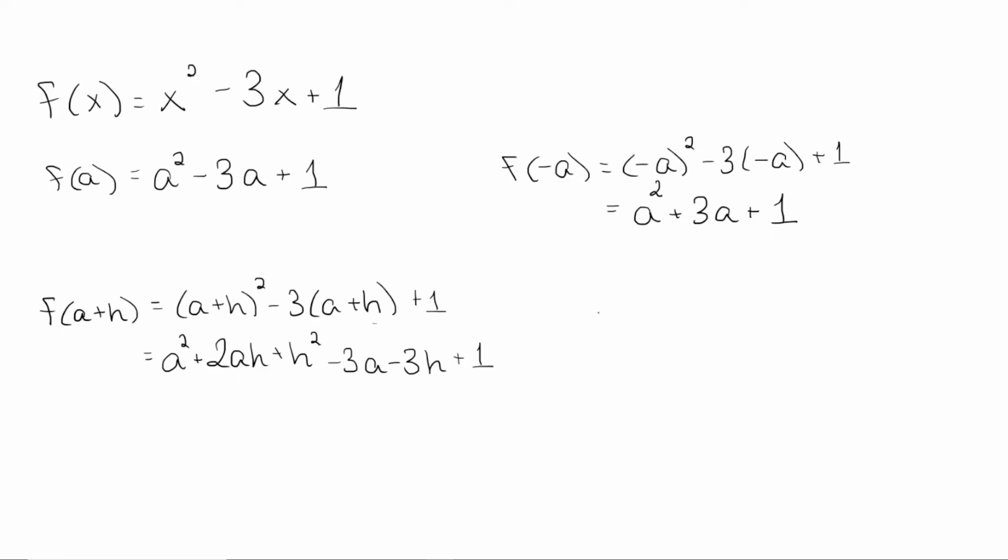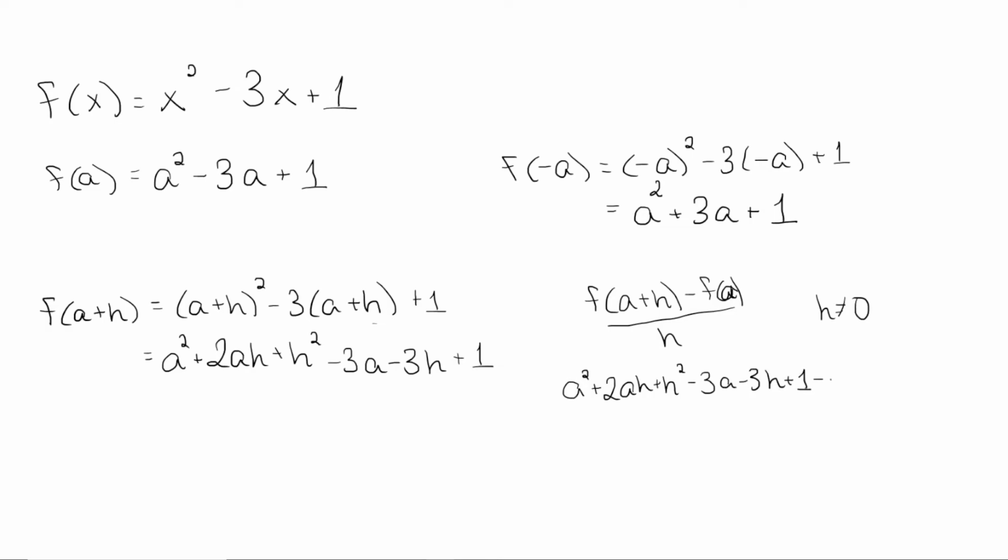And we can even look at things more complicated than that. If we look at something like f of a plus h minus f of a over h, provided h is not equal to 0. F of a plus h we just found. That was a squared plus 2ah plus h squared minus 3a minus 3h plus 1, minus f of a, which we also found to be a squared minus 3a plus 1, over h.